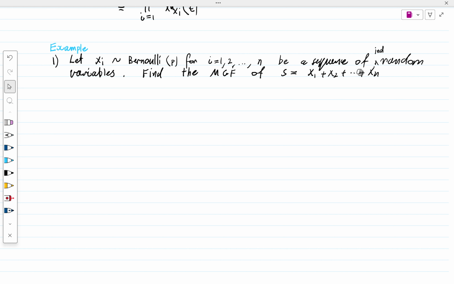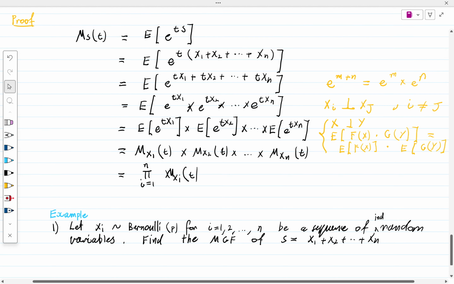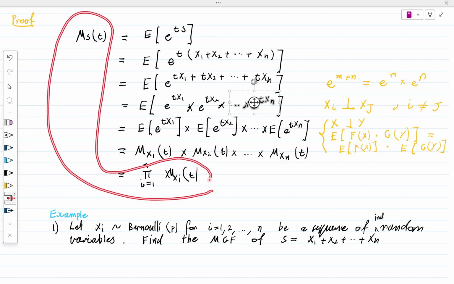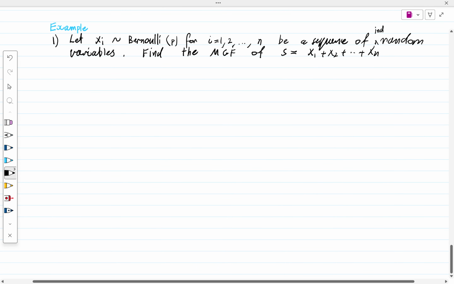So, here we go. Let's have a look. Well, we're going to use the property that we had above, which was that, recall, the moment generating function of the sum is the product of the moment generating functions. So, firstly, actually, let's find the moment generating function.